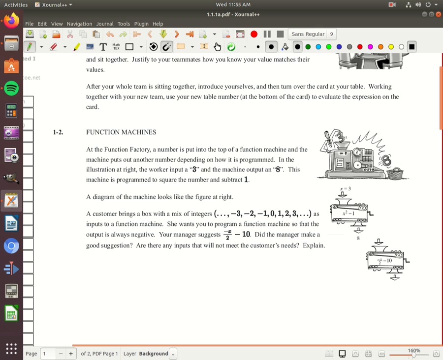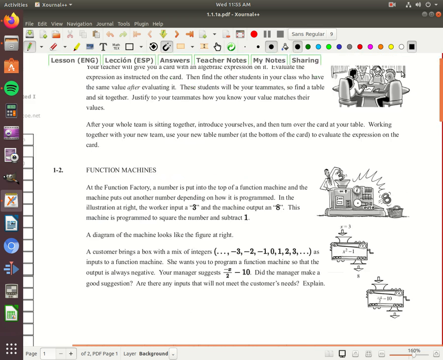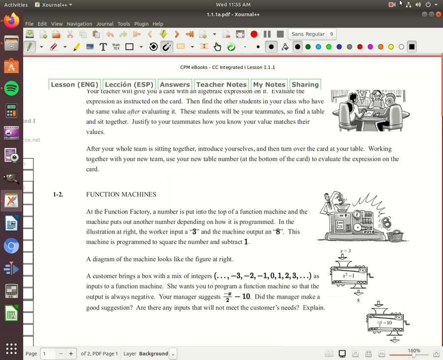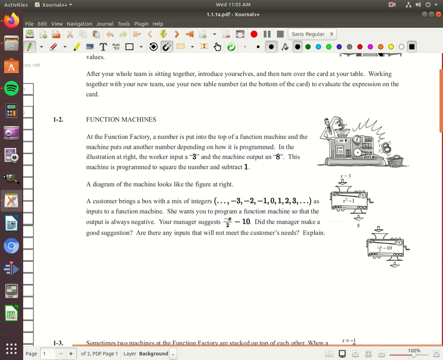Section 1.1. So on this one, I skip 1.1 and just jump to 1.2, looking at function machines.